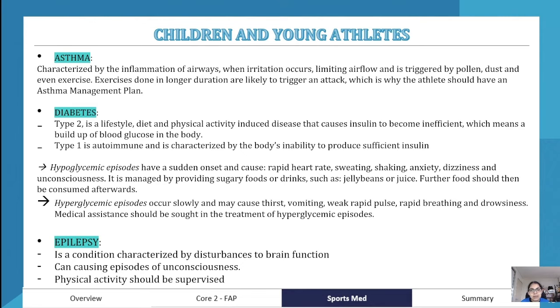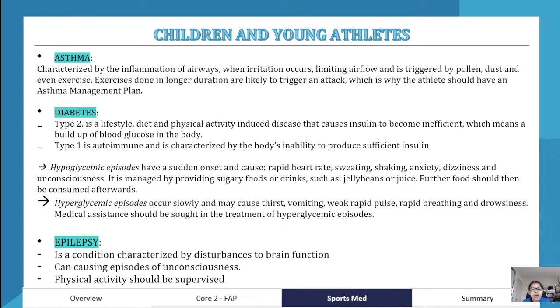So that's diabetes. And finally, we've got epilepsy. Epilepsy is a condition which is characterized by disturbances to the brain, and that can cause episodes of unconsciousness.